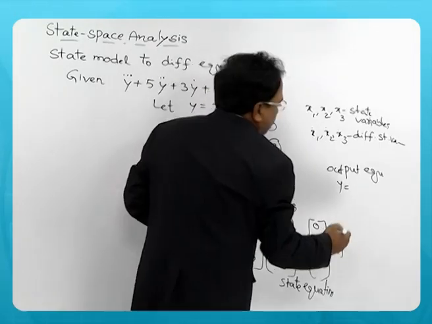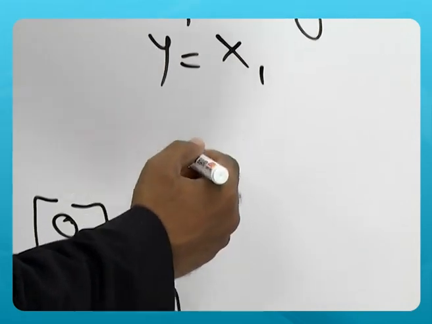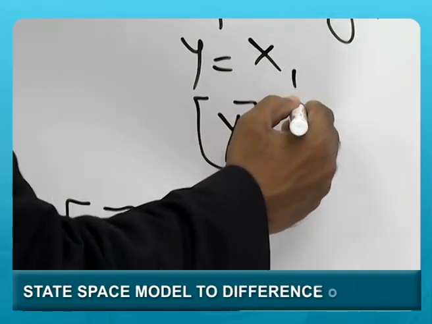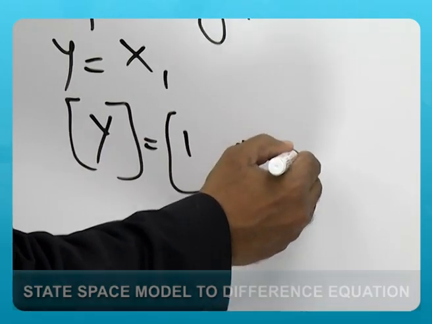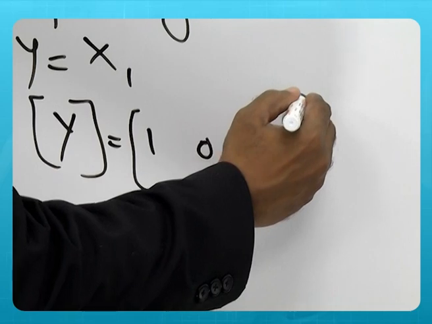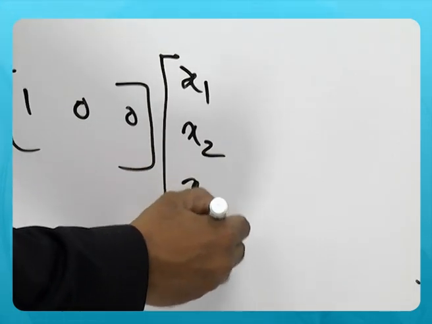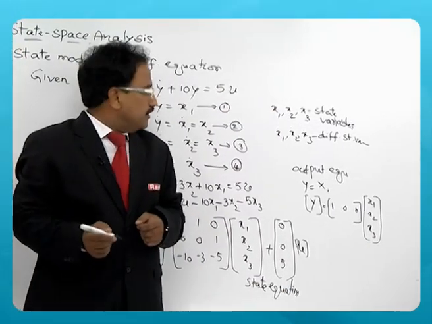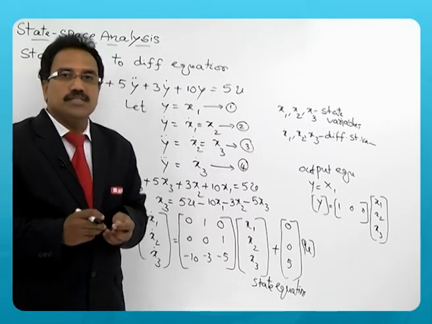y is equal to x1, you can see. So how to represent this? This as y output vector. This is equal to 1, 0, 0 into x1, x2, x3. So this is the representation of output equation when differential equation is given.